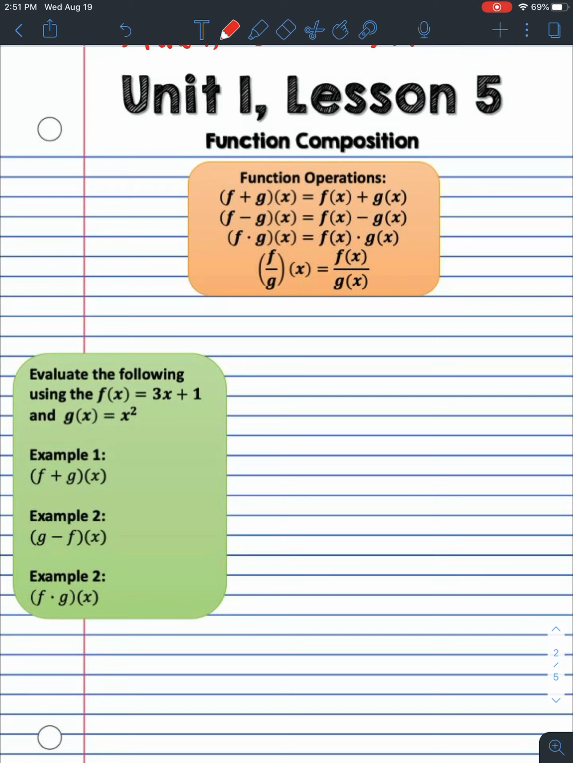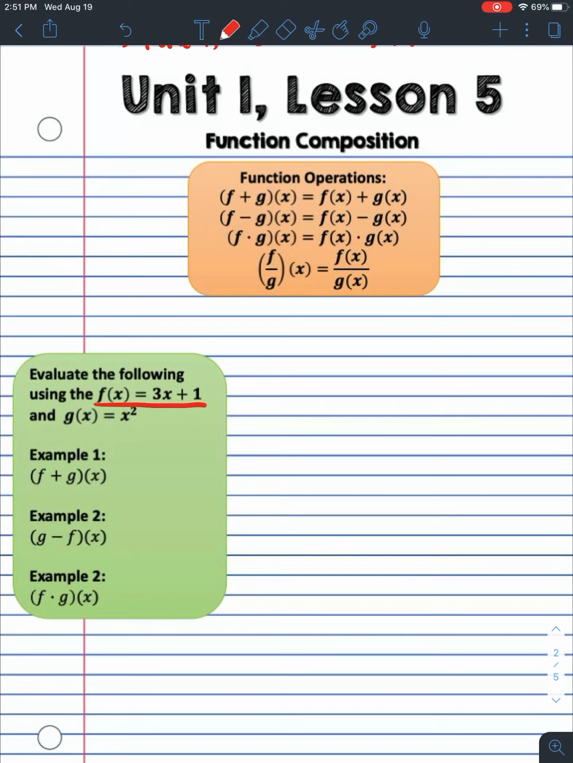So now we're going to use these functions and perform operations on them, okay? The first one is addition, and if we have f plus g of x, that means we're going to do f of x plus g of x. If it's f minus g, we're going to do f of x minus g of x, f times g, f of x times g of x. So I think this is kind of a natural way of thinking, but let's do some examples.